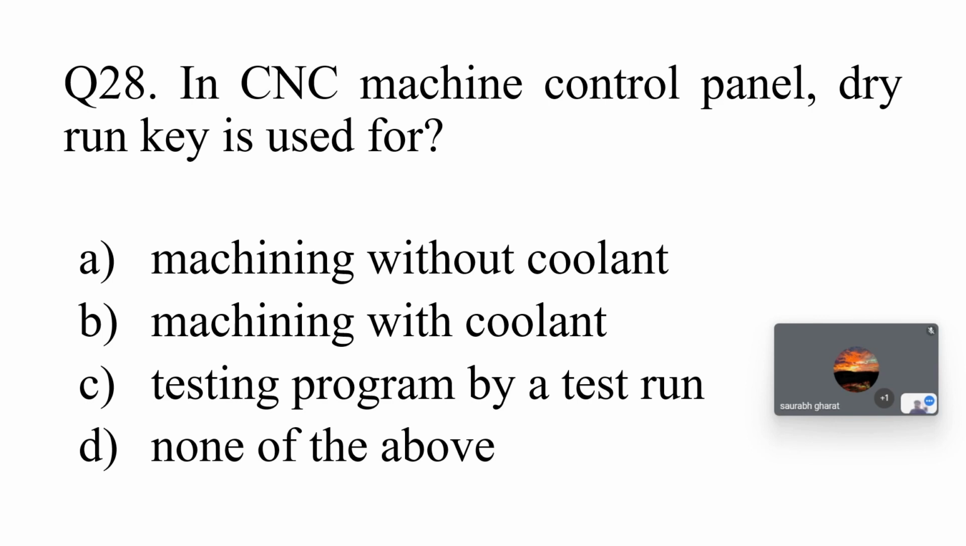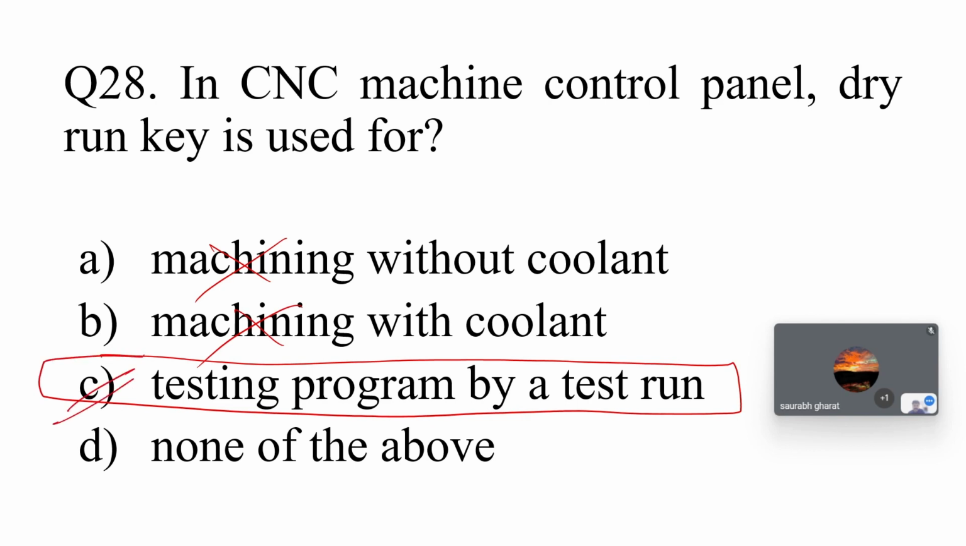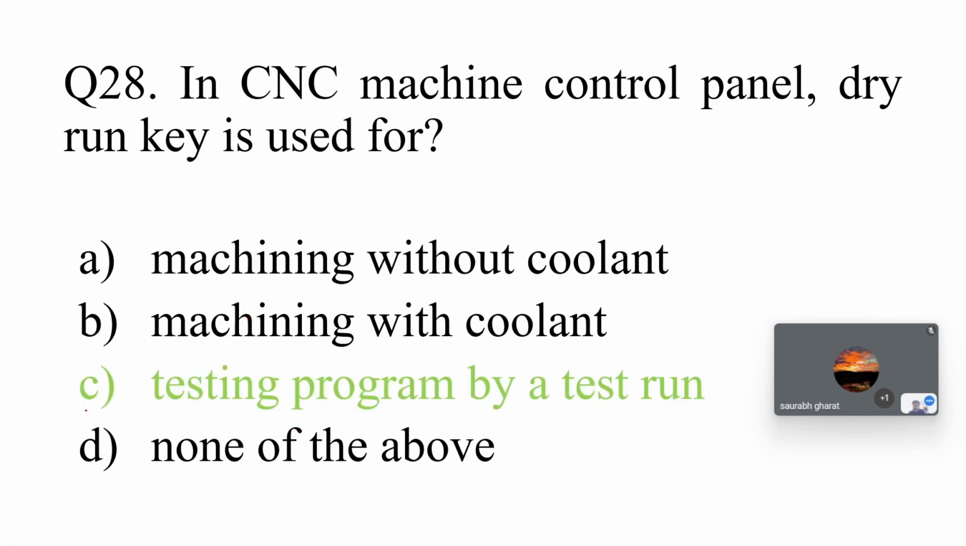In the CNC machine control panel, the triangle key is used for testing the program. Running the machine without coolant is not our answer. So testing program by tester is the only correct answer. None of the above is the wrong answer. So testing program by tester is the only correct answer.